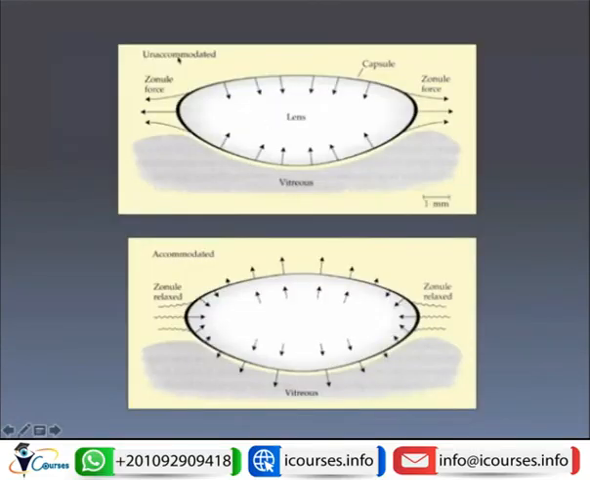Here you can see that in the unaccommodated state, the lens is flattened by the traction of the zonule, causing flattening of the lens and decreasing its thickness, while in accommodation, the zonule relaxes, and the lens bulges anteriorly and posteriorly by the effect of the elastic capsule and the plastic lens substance. This will be discussed in detail in accommodation in physiology.